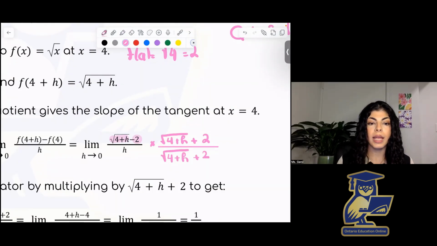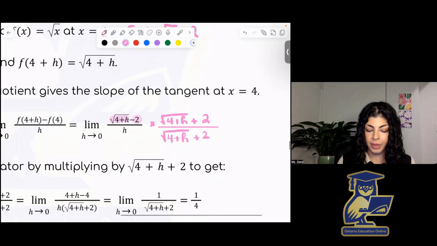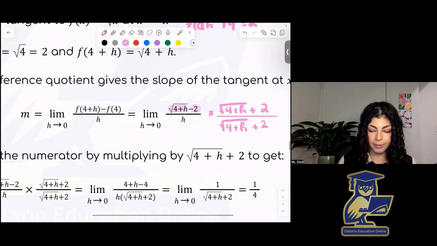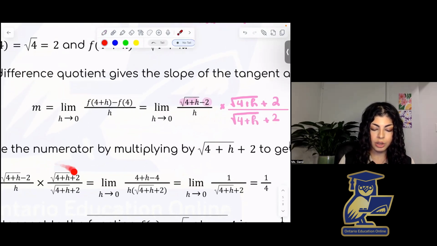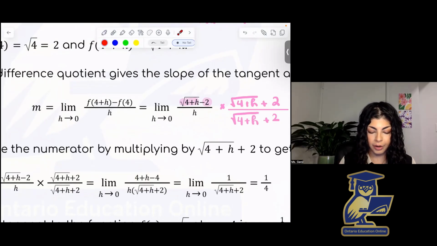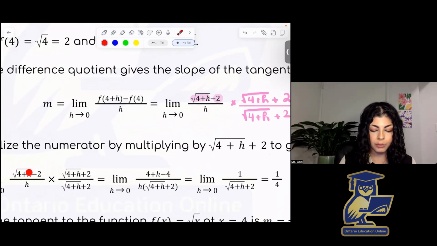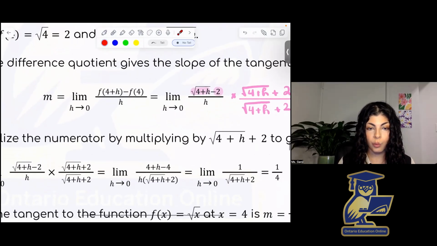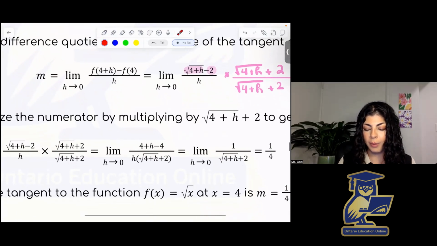And so we will multiply by this conjugate, and take a moment and see if you get the same answer, which is shown over here. So here I am multiplying by the conjugate. And in my numerator, this 4 plus h and this 4 plus h will just become 4 plus h with no square root. And then the inside terms will cancel out because I'll have a positive 2 of this bracket and a negative 2 of the bracket. And then my last term is just negative 4. And in the denominator, I just have 4 plus h plus 2.